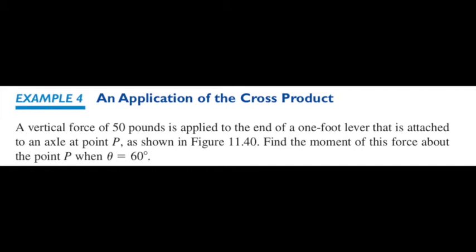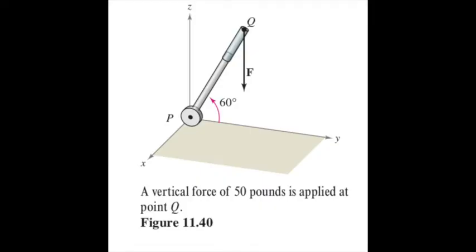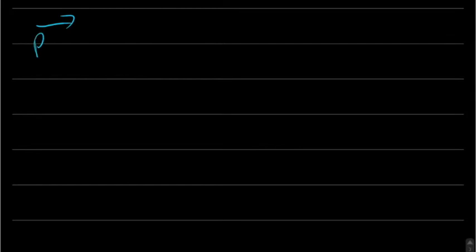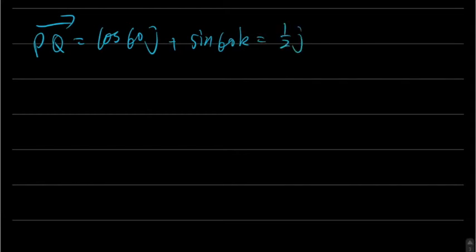A vertical force of 50 pounds is applied to the end of a 1-foot lever that is attached to an axle at point P, as shown in the figure. Find the moment of this force about the point P when the angle is 60 degrees. We represent the 50-pound force as F equals negative 50k, and the lever as the vector PQ equals cosine 60 j plus sine 60 k, which equals 1/2 j plus root 3 over 2 k.